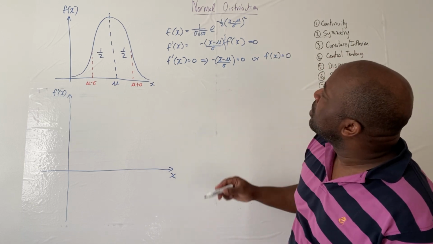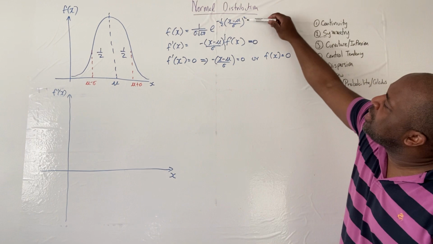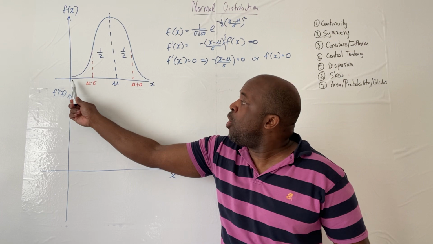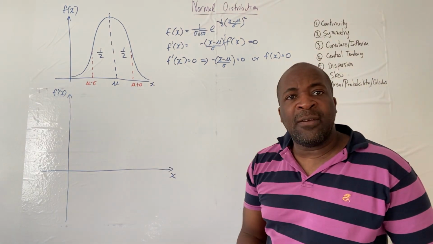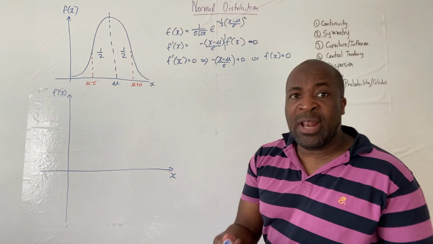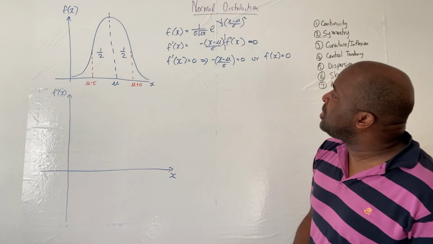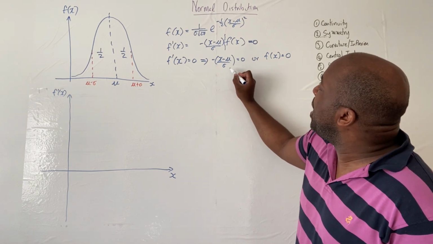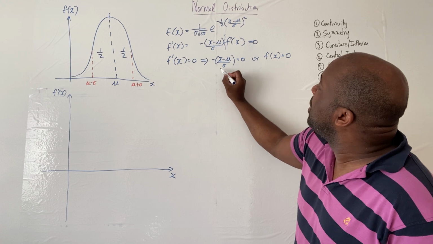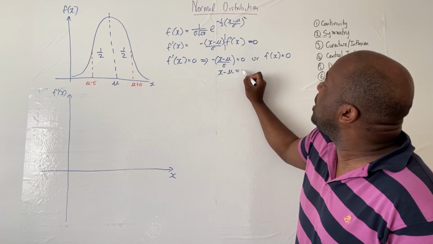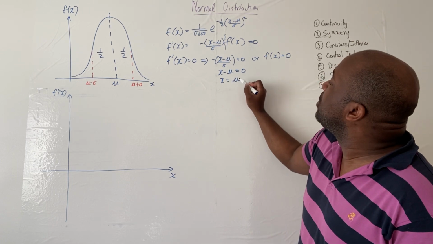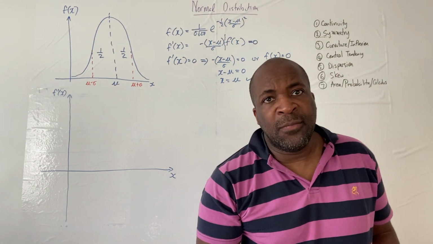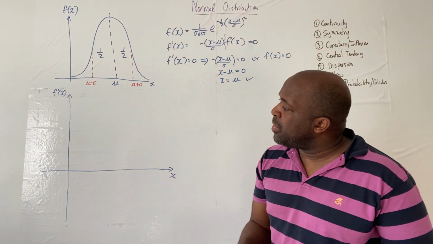Now, f of x is an exponential function, which is asymptotic to the horizontal axis. So there's no real x value for which f of x is equal to zero. But here, we can rearrange for x by multiplying by negative sigma. And that means that x minus mu is equal to zero, so x is equal to mu. So this confirms that mu is indeed the x coordinate of the turning point for the normal distribution function.